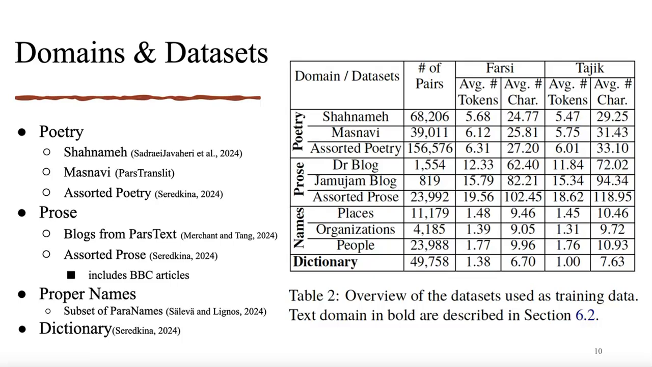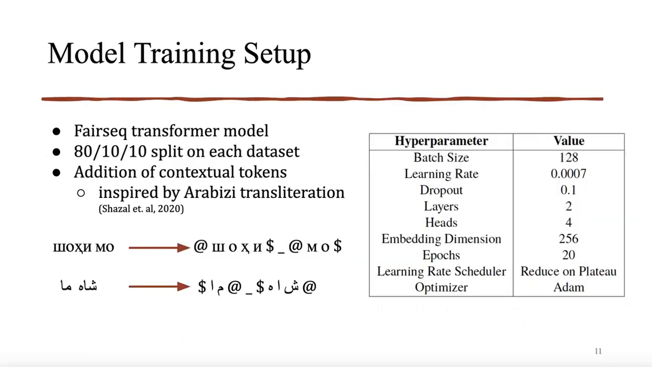And this is what the datasets that we use look like. And we split them into 4 different genres that we evaluate across as well. So we have poetry, prose, proper names, and a dictionary. And our model training setup is fairly standard as well. We use the Fairseq framework with an 80-10-10 split on each dataset, and those contextual tokens that I mentioned earlier, which end up looking like this in Tajik and Farsi. And these are the hyperparameters that we use as well.